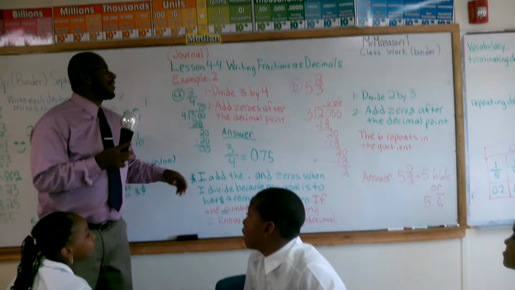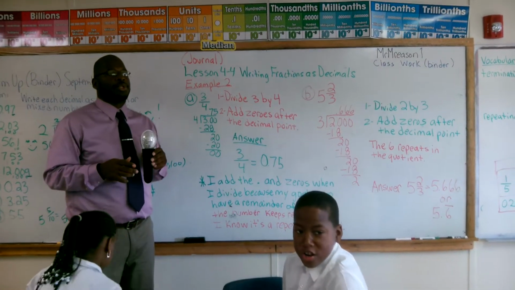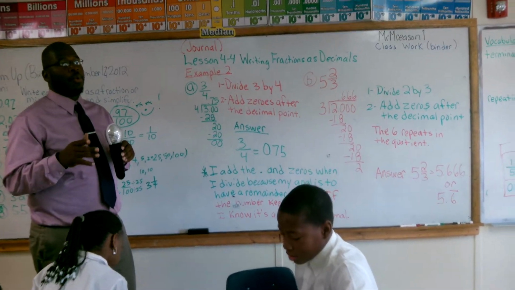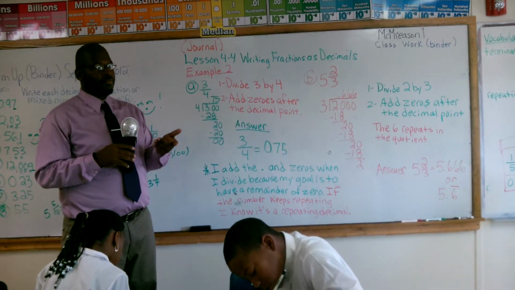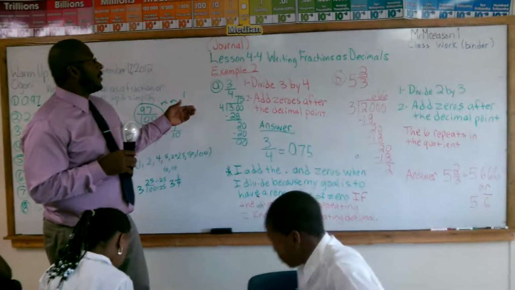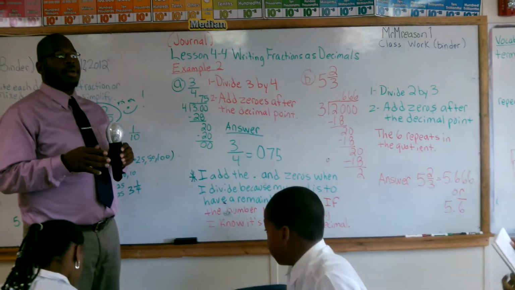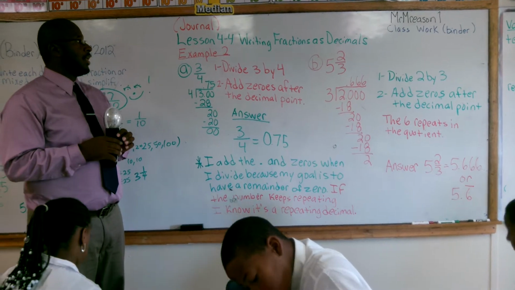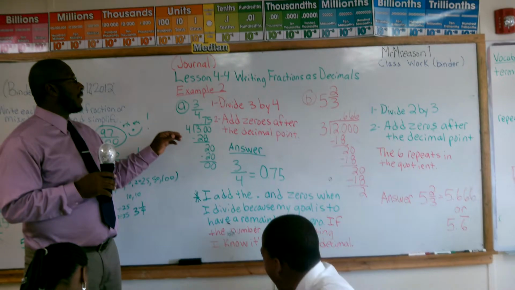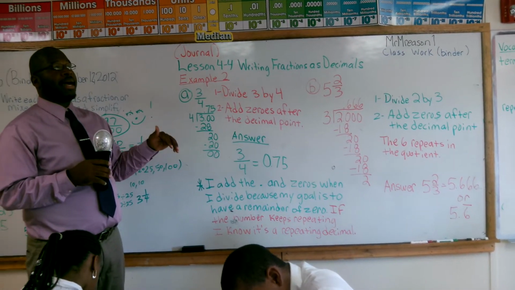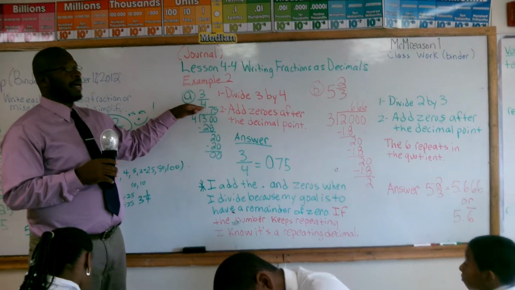Today's lesson, lesson 4, writing fractions as decimals. Example 2. The reason why it's example 2 is because yesterday, example 1 was what? Simplifying. All right. And 3/4. The way you convert a fraction to a decimal is you divide 3 by 4, or you divide the numerator by the denominator. So the top number is divided by the bottom number.